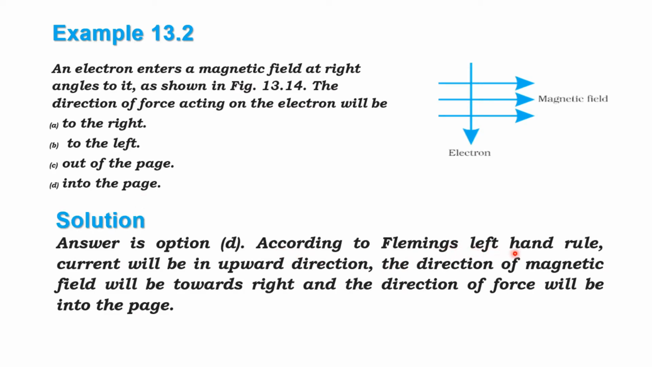According to Fleming's left-hand rule, the current will be in upward direction. Why is it in upward direction? We know that the electrons are flowing opposite to the conventional direction of the current. See, electrons are flowing in this manner.